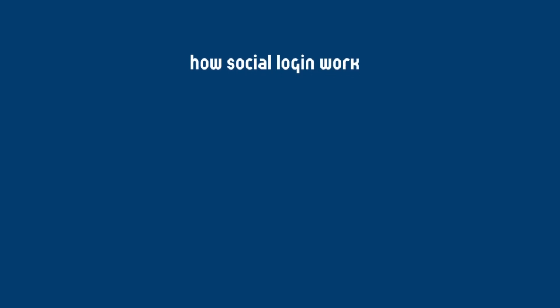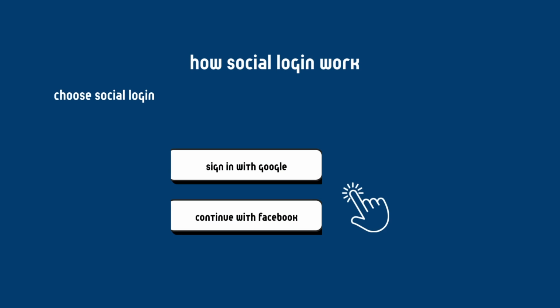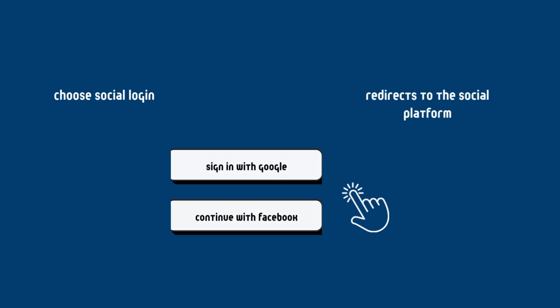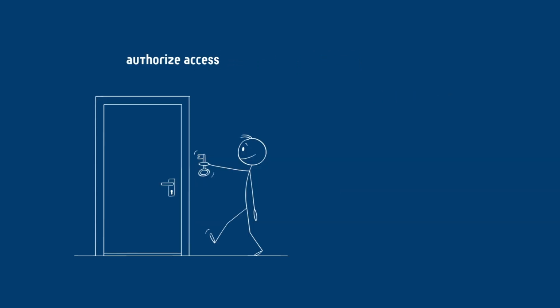First, on the login page of the app, you can select an option like sign in with Google or continue with Facebook. Then the app directs you to the social platform's login page, either Google or Facebook. If you are already logged into that platform, you won't need to enter your credentials. If not, you'll need to sign in. The social platform then asks for your permission to share certain information like the name or email address with the app you're trying to access. You review and approve, or you can also deny the requested permissions.